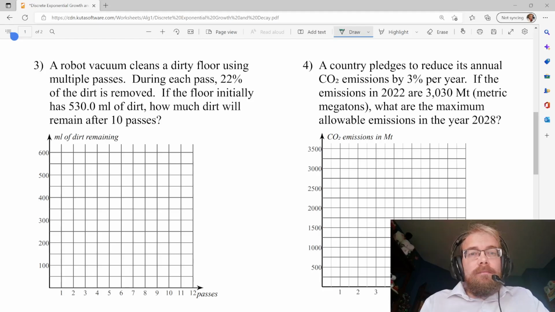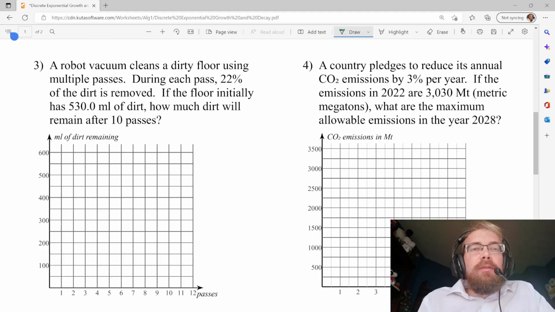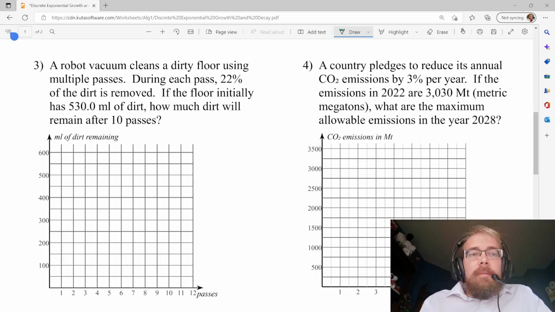Wow. That's actually a lot. 22%. Either this is a really small room or this is a very good Roomba. Like it's got motion detecting or something. Like it goes around all obstacles as it cleans or something. But anyway, so 22% of the dirt is removed during each pass. If the floor is initially 530 milliliters of dirt, it sounds like a lot, but that's half a liter. But that's spaced out across an entire floor, and we don't know how big the floor is either. Not that we need to. How much dirt will remain after 10 passes?